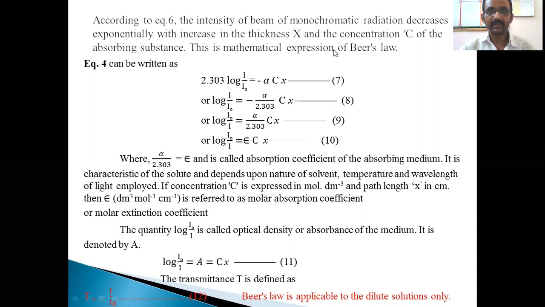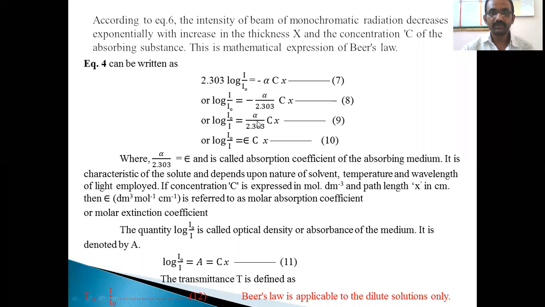This is a mathematical expression of Beer's law. 2.303 log I upon I0 is equal to minus alpha C x. This equation, converting step by step, comes to log I0 upon I is equal to epsilon C x, where epsilon is the constant, called the absorption coefficient of the absorbing medium.